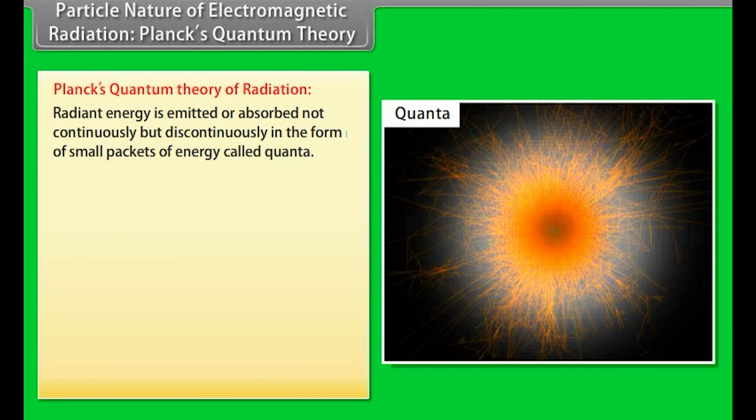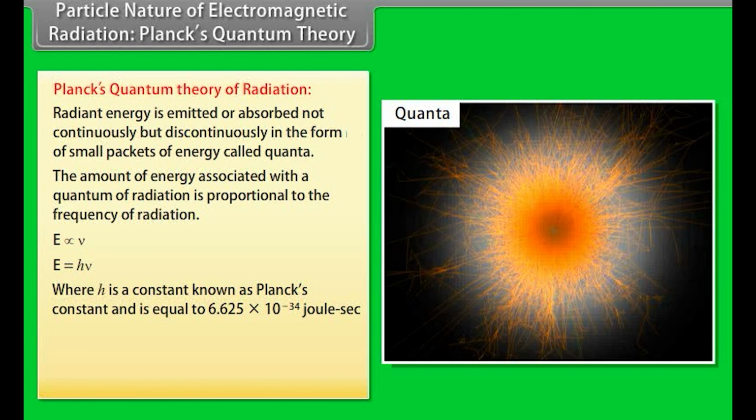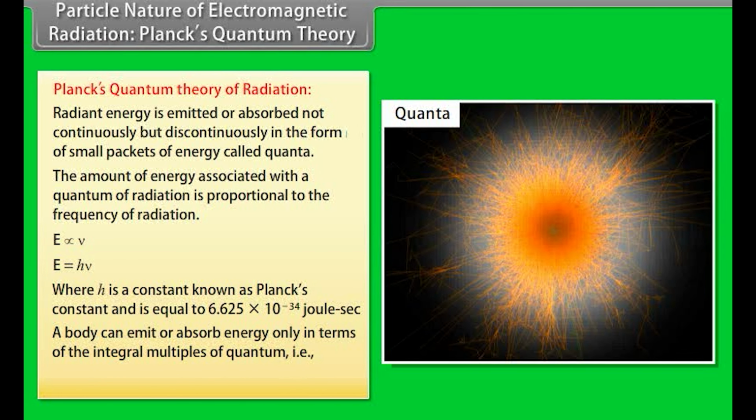Particle nature of electromagnetic radiation. Planck's quantum theory of radiation. Radiant energy is emitted or absorbed not continuously but discontinuously in the form of small packets of energy called quanta. The amount of energy associated with a quantum of radiation is proportional to the frequency of radiation, where h is a constant known as Planck's constant and is equal to 6.625 × 10^-34 joule second. A body can emit or absorb energy only in terms of the integral multiples of quantum, that is, E = nhν, where n = 1, 2, 3, 4, etc.